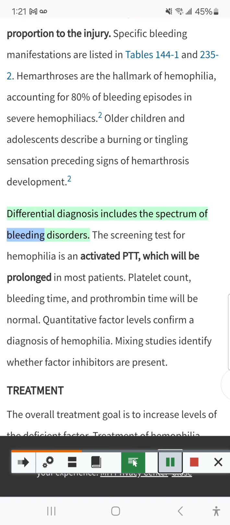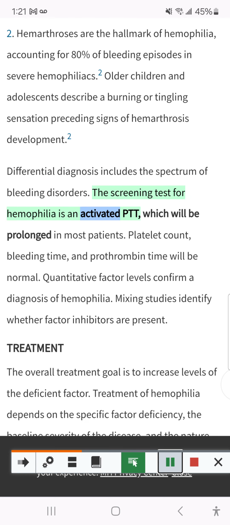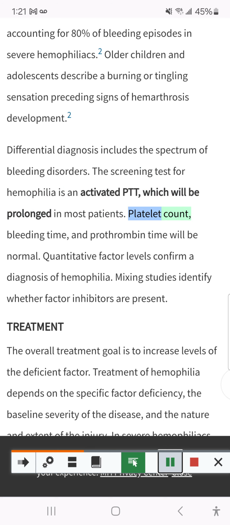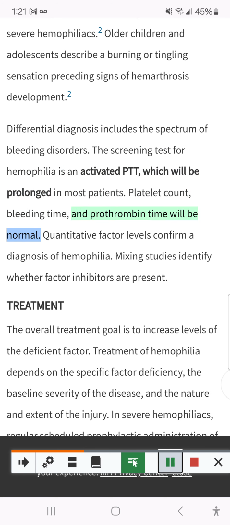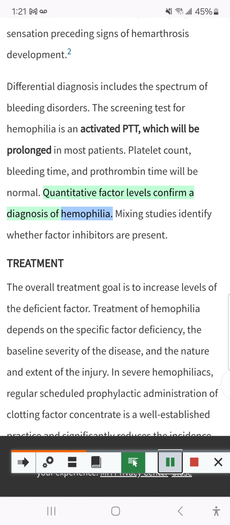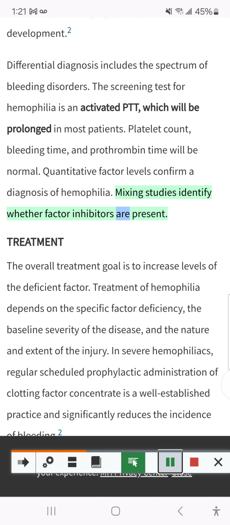Differential diagnosis includes a spectrum of bleeding disorders. The screening test for hemophilia is an activated PTT, which will be prolonged in most patients. Platelet count, bleeding time, and prothrombin time will be normal. Quantitative factor levels confirm a diagnosis of hemophilia. Mixing studies identify whether factor inhibitors are present.